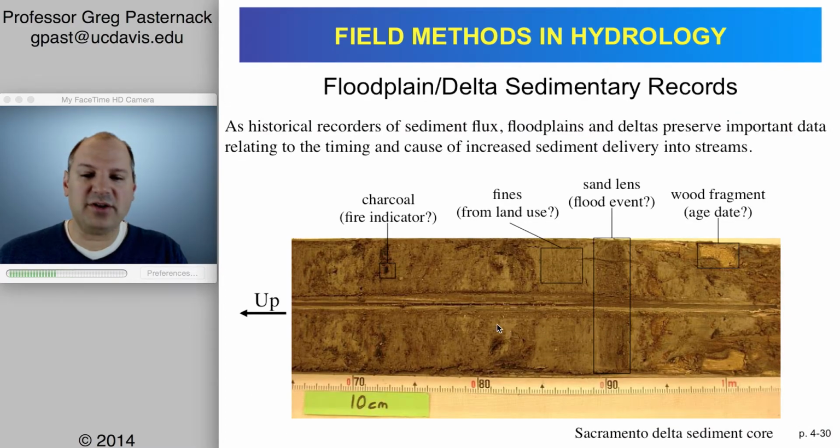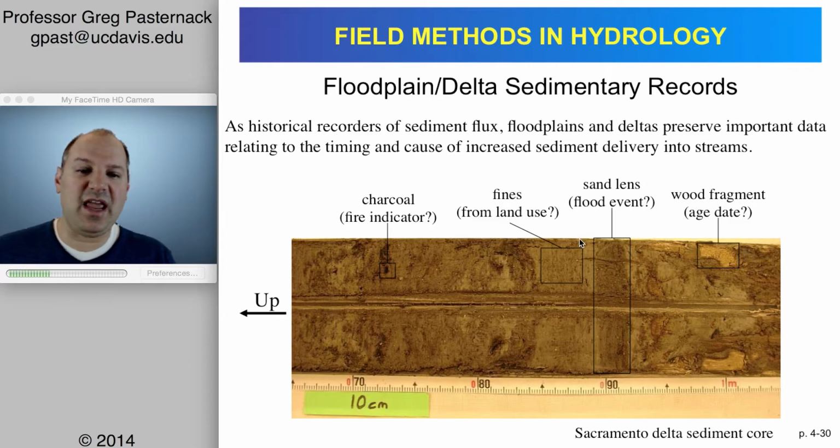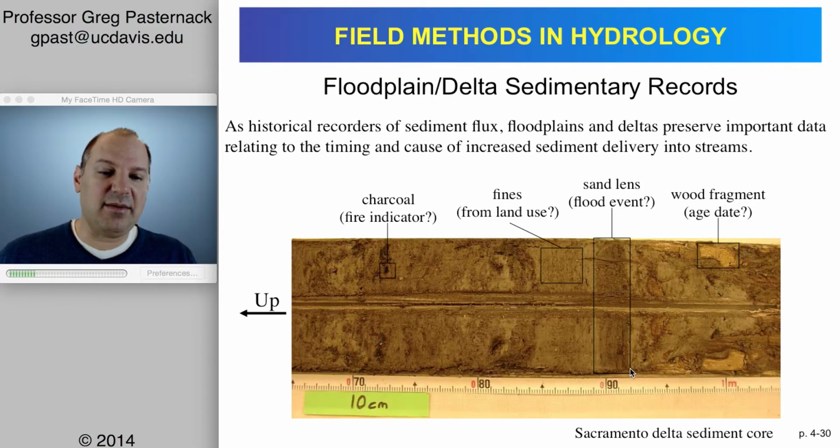So for example, here's a section of core, opened up, and what you can see here, like charcoal fragments, tells us something about the frequency and intensity of fires. We have fine sediment deposits, so that's like mud here, which could be from a change in land use, a sand lens that might be representative of a flood event, and a full fragment of wood that we could use to get an age date for when that wood died.